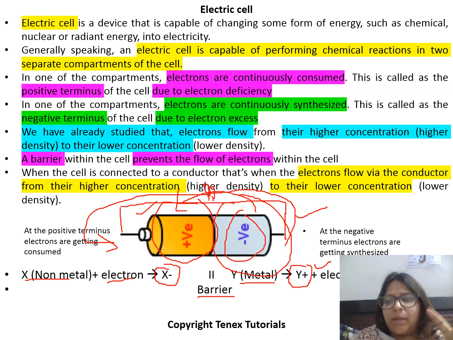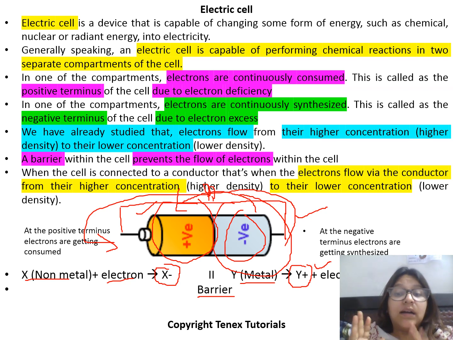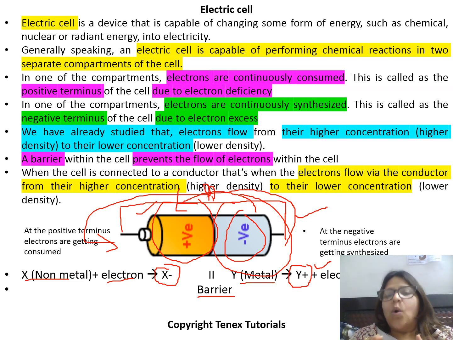So this is all about the cell. Now we are going to study how the electrical current actually flows within the conductor. This will be referred to as the mechanism of flow of electrons within the conductor. Let us go through that as well.